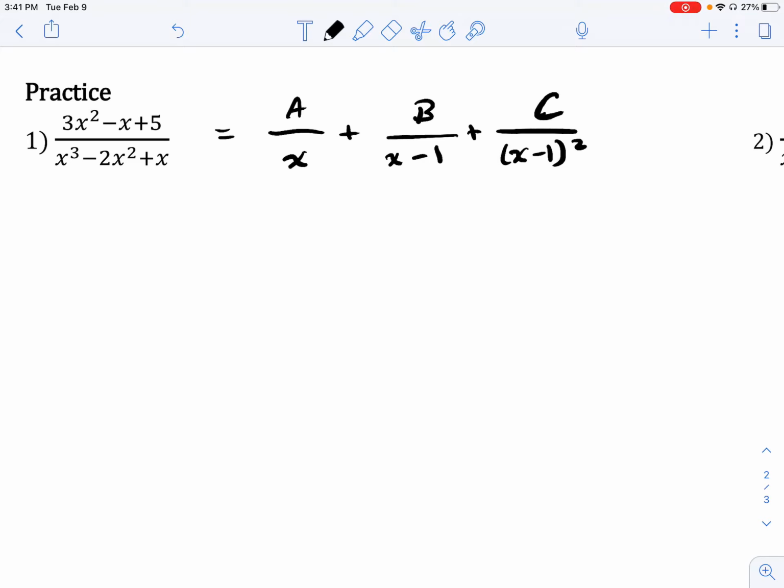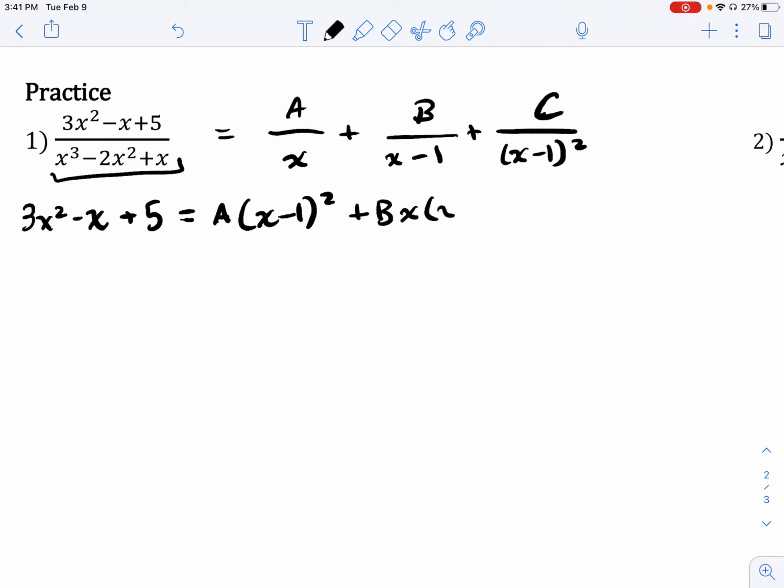On our left side, we just get our numerator. On our right side, we're going to get A times, if we multiply this first fraction by our LCD, x minus 1 squared as what's left over after we divide out our x's. Next, we multiply B over x minus 1 by our LCD, and we're left with the x and one additional x minus 1 factor. Finally, when we multiply our last fraction by our LCD, our x minus 1 squareds divide out, but you still have that x term left over. So we'll go ahead and multiply those.